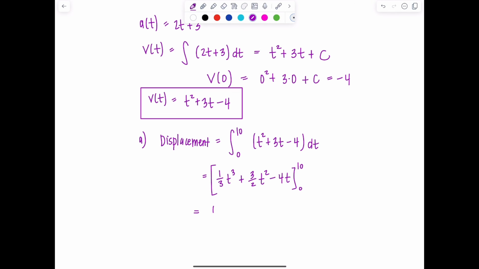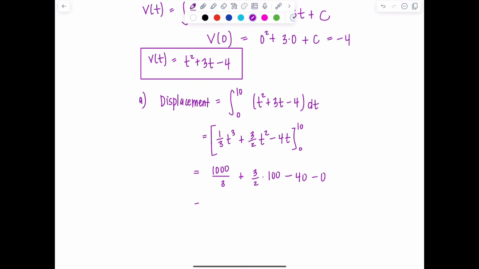All right, 10 cubed, that's 1,000 over 3 plus 3/2 times 100 minus 40. And then if I plug in 0, everybody's 0. So 1,000 over 3 plus, this is 300 over 2, which is 150. 150 minus 40 is 110, which ends up being 330 over 3, right? So 330 plus 1,000 is 1,330 over 3.